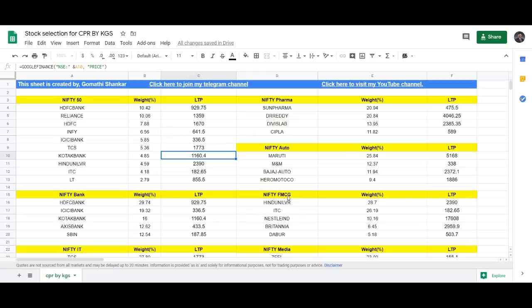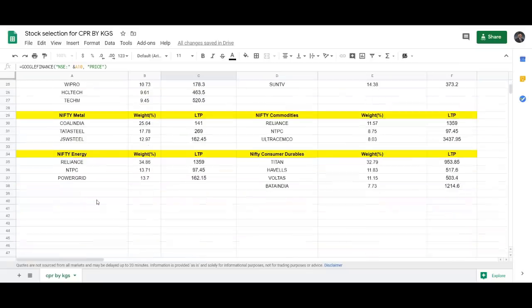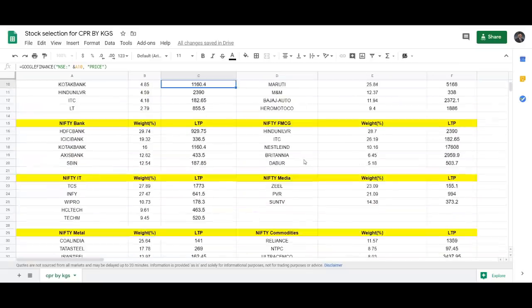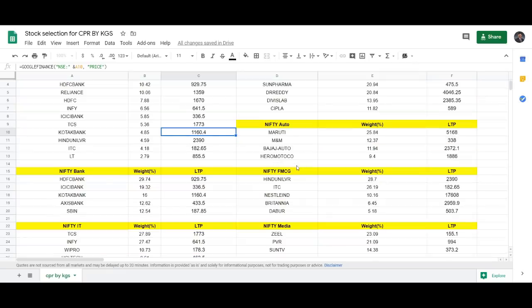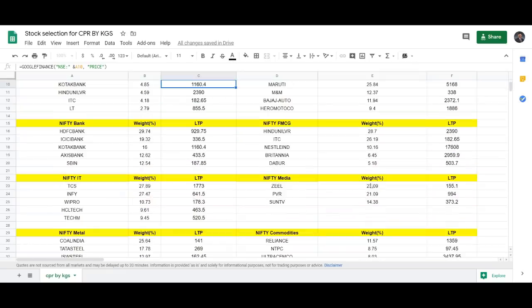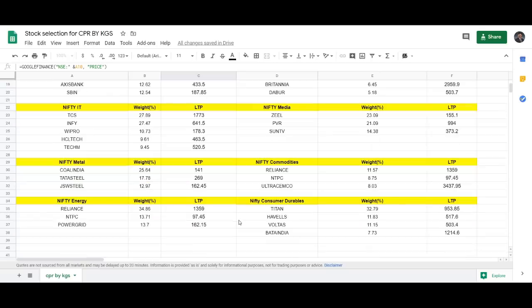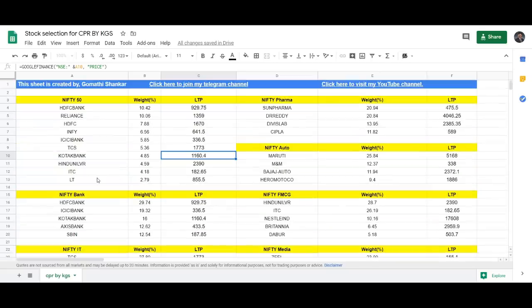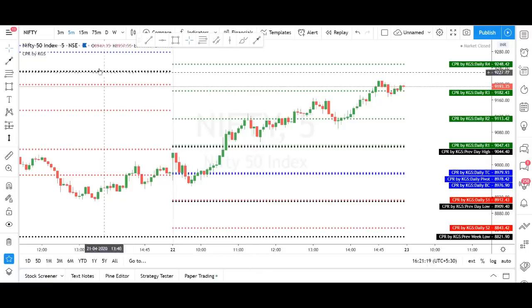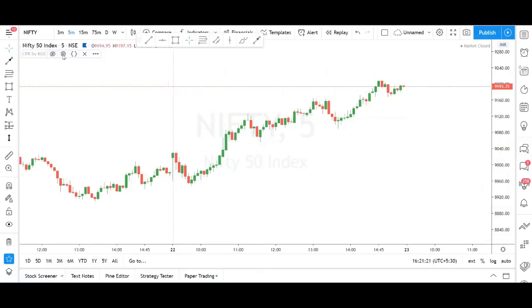Open it when you are in the system. Select any stock from this particular list. For example, let me select ITC from Nifty 50, if I am going to trade in Nifty 50.